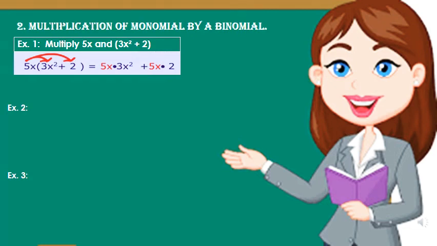5x into 3x square. Then what is the sign here in between the terms in binomial? Plus. So you will write that plus sign as it is. After that 5x into 2. Because the monomial should be distributed to both the terms in binomial. After that the next step is you are going to multiply whatever you have written as multiplication and then you are going to add.